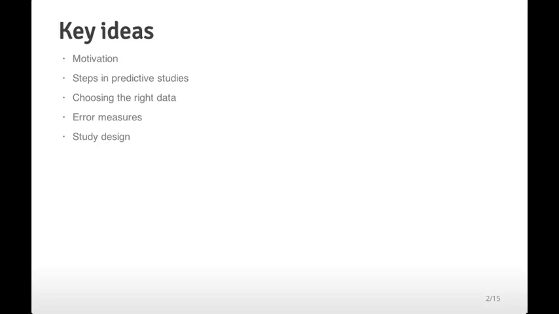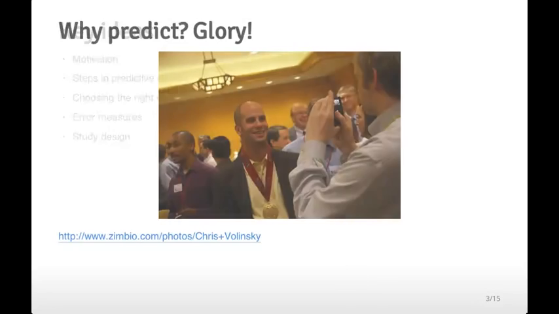We're going to talk about choosing the right data and how even if you have a bunch of data, it doesn't mean that you're going to be able to predict whatever you want to be able to predict in the outcome. We're going to talk about different error measures and how the results of studies might change depending on which error measure you choose. And we're going to talk about study design, in particular about how to design a study so that you don't fool yourself when building a predictive function.